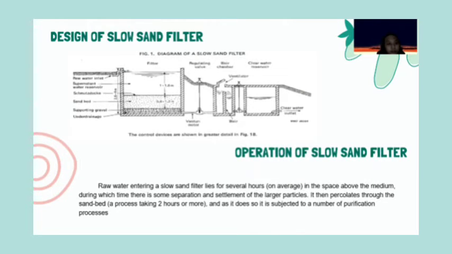Design of slow sand filter. In this design, there is the building of the slow sand filter and then the output. Operation of slow sand filter. Raw water entering a slow sand filter lies for several hours on average in the space above the medium, during which time there is some separation and settlement of the large particles. It then percolates through the sand bed, a process taking 2 hours or more, and as it does so, it is subject to a number of purification processes.